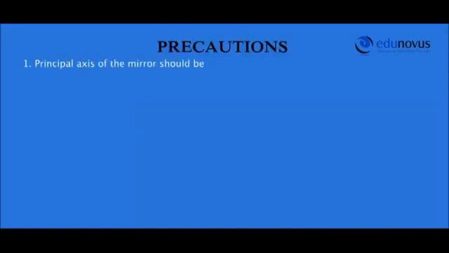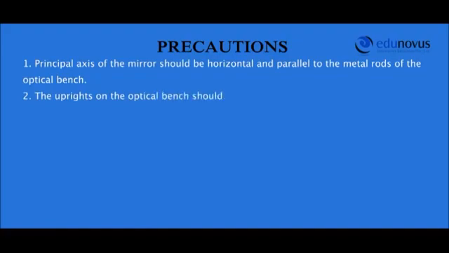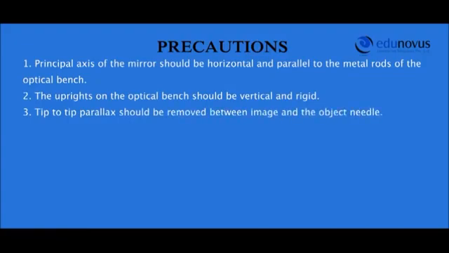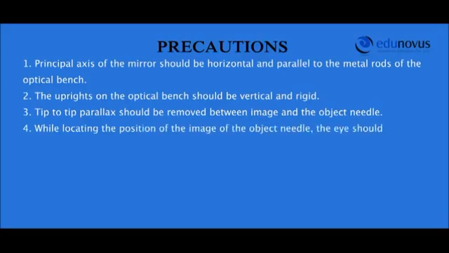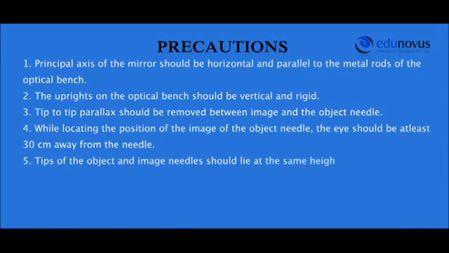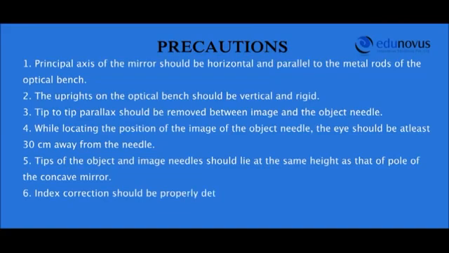The principal axis of the mirror should be horizontal and parallel to the metal rods of the optical bench. The uprights on the optical bench should be vertical and rigid. Tip-to-tip parallax should be removed between the image and the object needle. While locating the position of the image of the object needle, the eye should be at least 30 centimeters away from the needle. Tips of the object and image needles should lie at the same height as the pole of the concave mirror. Index correction should be properly determined and must be applied for both u and v.